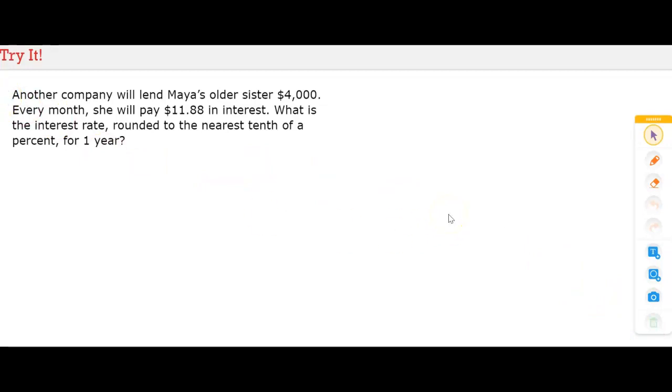Another company will lend Maya's older sister $4,000. Every month, she will pay $11.88 in interest. What is the interest rate rounded to the nearest 1/10% for 1 year?